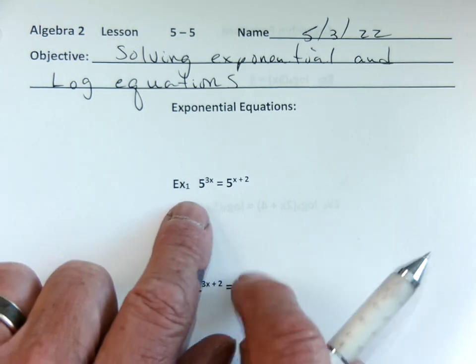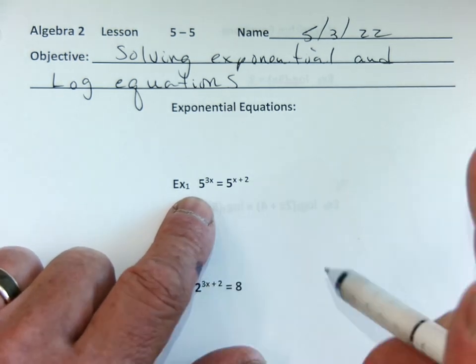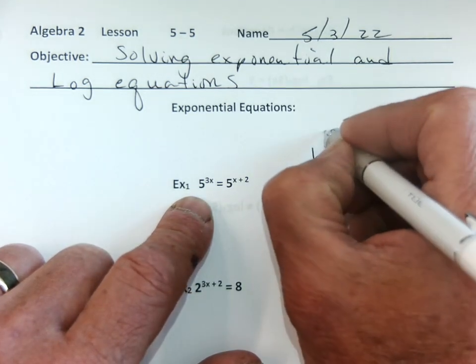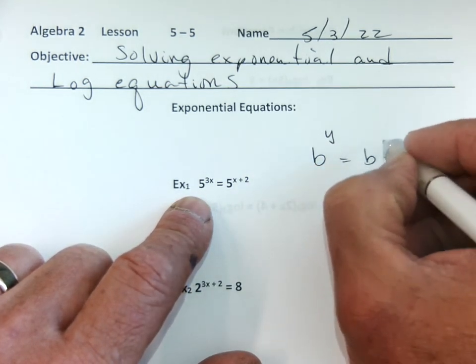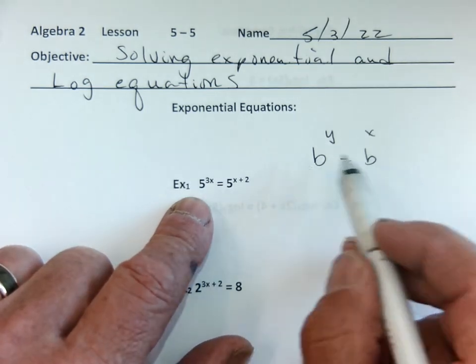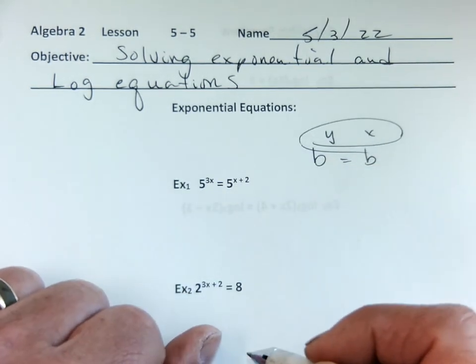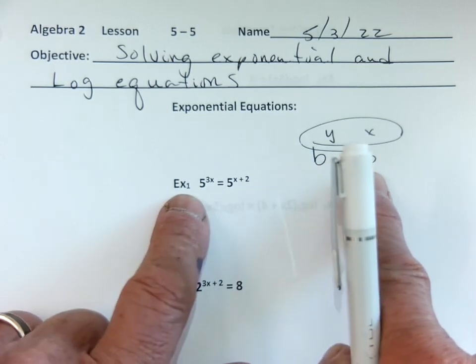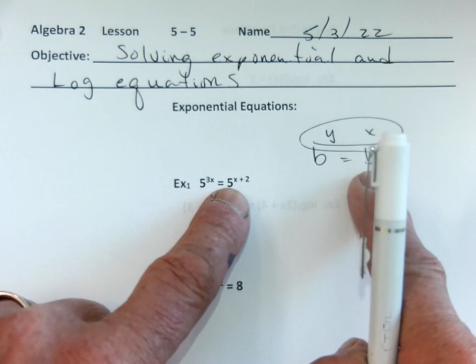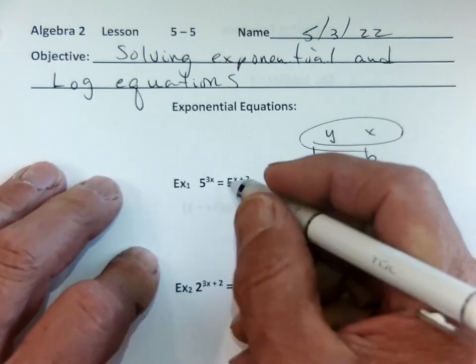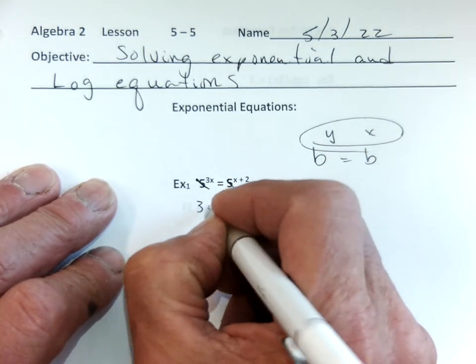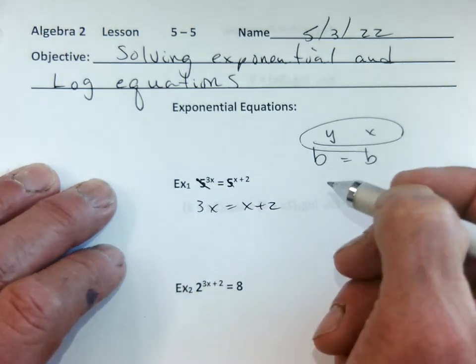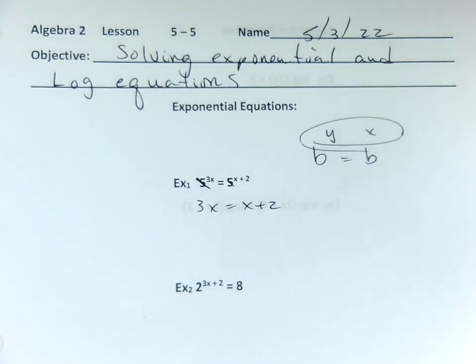So one of the things I know is if I have the exact same base, then these two are automatically going to be equal. It just makes sense, doesn't it? If I have 5 to the 3x and 5 to the x plus 2, really what we're looking at is just 3x equals x plus 2. It's because the bases are the same. It's pretty obvious. So if the bases are the same, we just solve for the exponents.